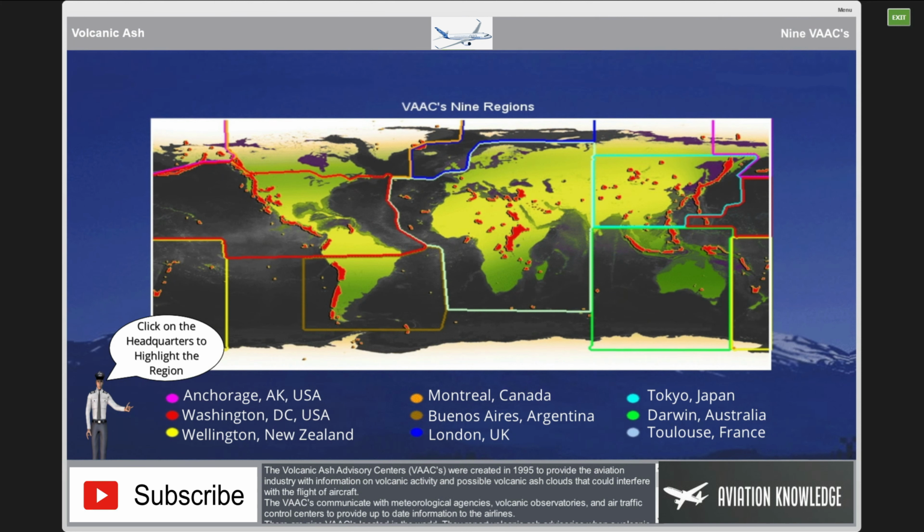The Volcanic Ash Advisory Centers, or VAACs, were created in 1995 to provide the aviation industry with information on volcanic activity and possible volcanic ash clouds that could interfere with the flight of aircraft. The VAACs communicate with meteorological agencies, volcanic observatories, and air traffic control centers to provide up-to-date information to the airlines. There are 9 VAACs located in the world. They report volcanic ash advisories when a volcanic event occurs in their region. Notice the location of the 9 VAAC regions and their headquarters.